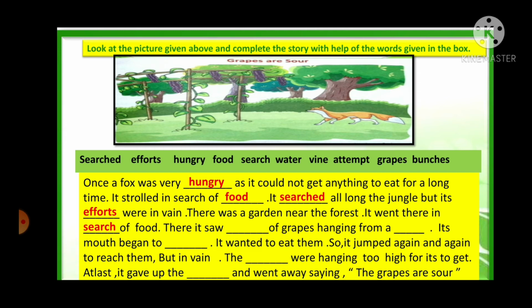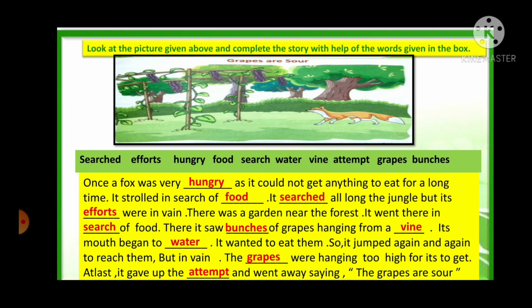There it saw bunches of grapes hanging from a vine. Its mouth began to, now if you are hungry and you see anything, your mouth will begin to water. So its mouth began to water. It wanted to eat them. So it jumped again and again to reach them, but in vain. The grapes were hanging too high for it to get. At last it gave up the attempt, the last word is attempt, and went away saying, the grapes are sour. Right? Now we have used all the words.